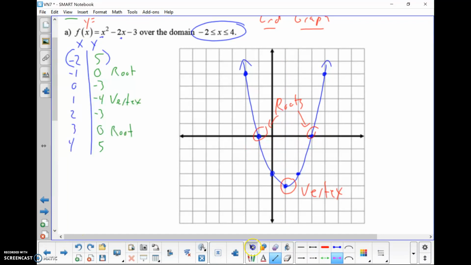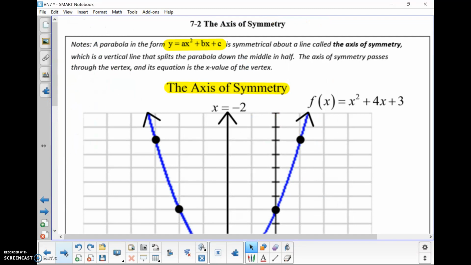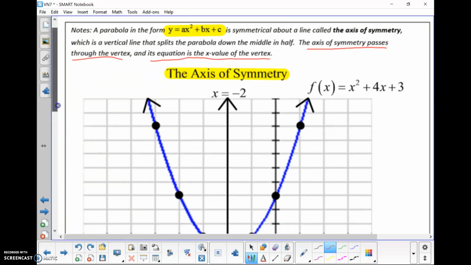And one of the things that we know about where it goes is it's going to go through the vertex, because the vertex is the middle of the graph. So the axis of symmetry is very related to the vertex, and that's what it's saying here, that the axis of symmetry passes through the vertex. And so its equation is the x value of the vertex. So I'll show you what I mean.